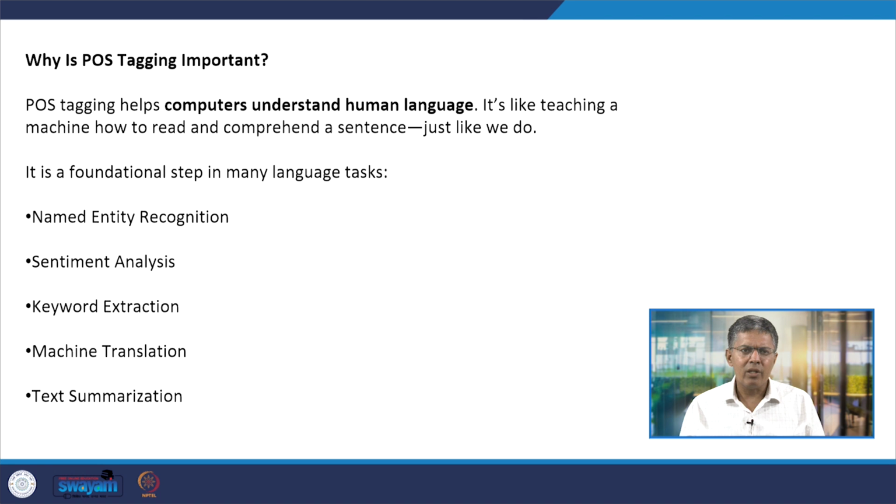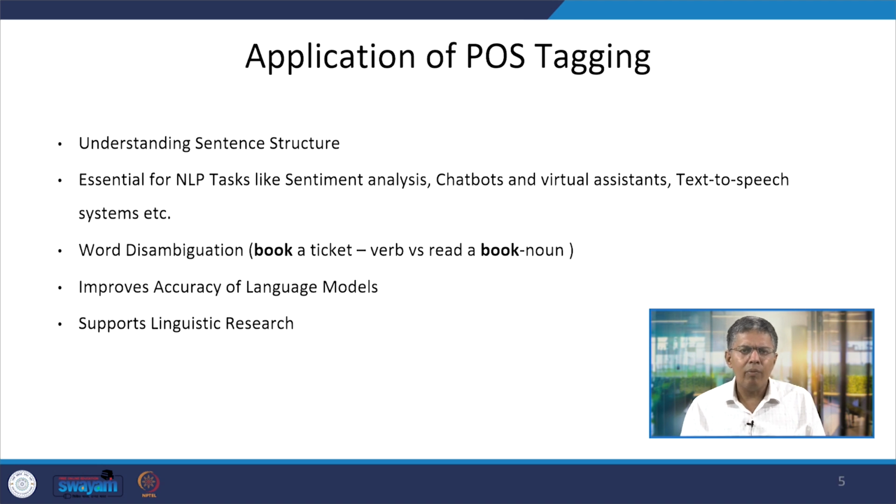For example, it is used for sentiment analysis, named entity recognition, which I will explain, keyword extraction, machine translation, Google Translate for example, and text summarization. If you want to summarize a text, it helps you do that. Some of the applications of part of speech tagging are to understand sentence structures, whether the structure of a sentence is correct or not, whether it is grammatically error free or not. It is essential for NLP tasks like sentiment analysis, chatbots and virtual assistants, and text-to-speech systems. All these are some of the uses of POS tagging.